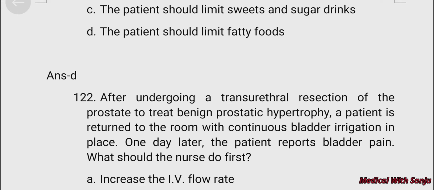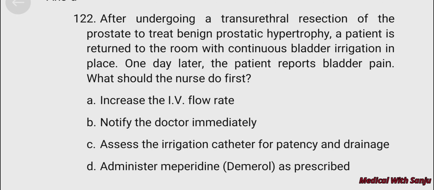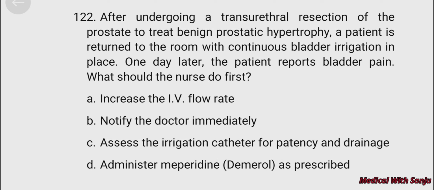Question number 122. After undergoing a transurethral resection of the prostate to treat benign prostatic hypertrophy, a patient is returned to the room with a continuous bladder irrigation in place. One day later, the patient reports bladder pain. What should the nurse do first? Option A. Increase the IV flow rate. Option B. Notify the doctor immediately. Option C. Assess the irrigation catheter for patency and drainage. And option D. Administer meperidine as prescribed. The right answer is option C.